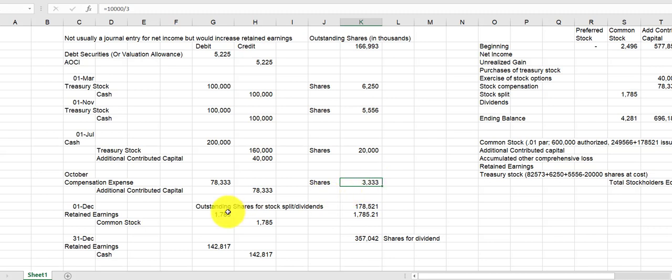3,333 shares. So why did we need that, the number of shares? Because we needed to know how many shares were outstanding. So we started with 166, minus, add, and we get 178,521 shares outstanding when we do our stock split. But it's also done as a stock dividend.